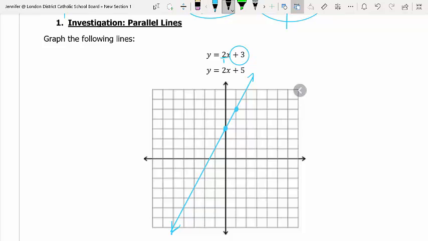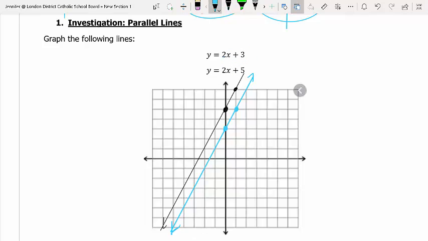Okay, let's graph the second one. So it has a y-intercept at 5, and then it has a slope of 2 over 1. So I'm going to go up 2 and to the right 1. And then I'm going to connect the dots. So when we look at these two lines on the graph, they are definitely parallel, right? Those two are never going to cross. So let's look and see if there's a pattern.